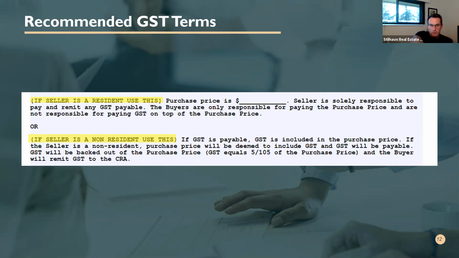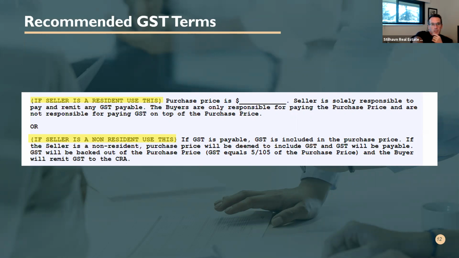And if you put one of these two clauses in, depending on whether they're a resident or a non-resident, it covers you. So if it's a resident seller, the purchase price is $800,000. Seller is solely responsible to pay and remit any GST payable. The buyers are only responsible for paying the purchase price and are not responsible for paying GST on top of the purchase price. There is a shorter version of that, which is in our Stillhaven clauses. I've seen a lot of you use it, which is fine to use. It's good. This one to me is clearer, so why not use it?